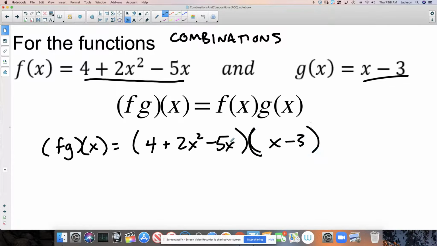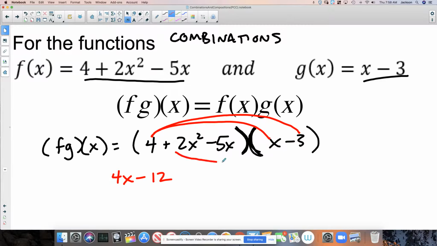Now when you look at this, you see two polynomials with the parentheses touching, so we know that we're multiplying these. And this is an instance where we're going to be distributing, and there's any number of ways to demonstrate how this works. I'm just going to take each one of these terms and multiply it times each one of these terms. So I'm going to do 4 times x and get 4x. Then I'm going to do 4 times negative 3 and get negative 12.